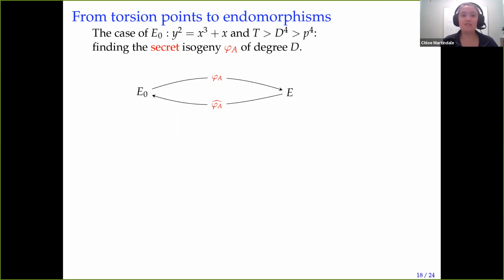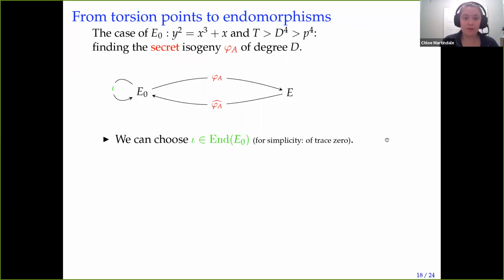So what do you need? You need to find a secret. The secret's all in red. The secret isogeny phi A or its dual. If you find the dual, you can actually find the isogeny itself of given degree d. So E0, because it's this special curve, you can actually choose any endomorphism. We know the endomorphism ring of that. So you can choose any endomorphism you like. Because we know it, I've put it in green. So you can choose every endomorphism in the world on E0.